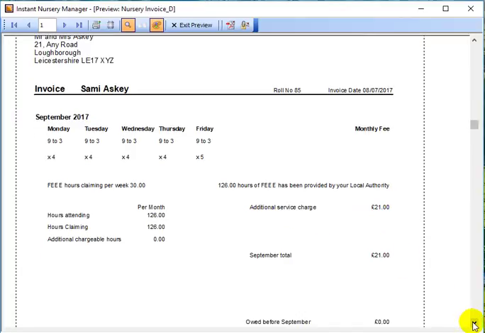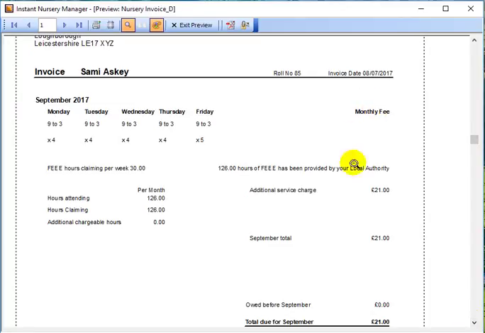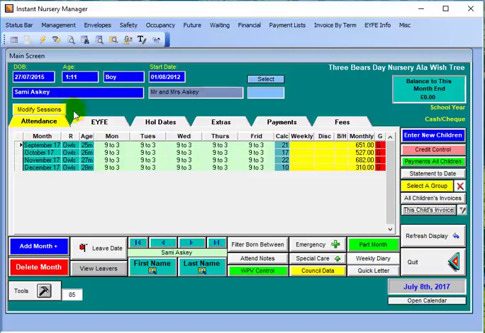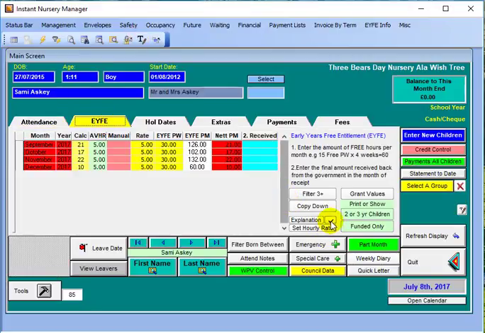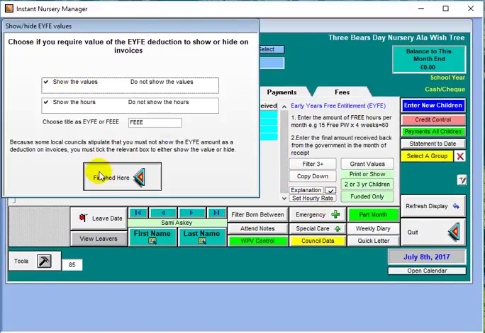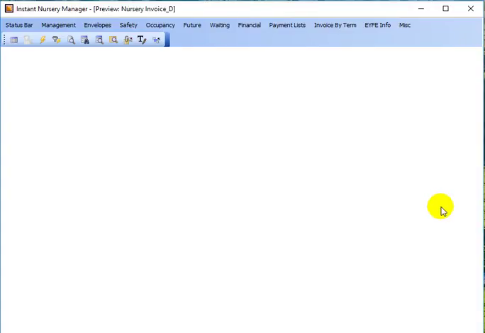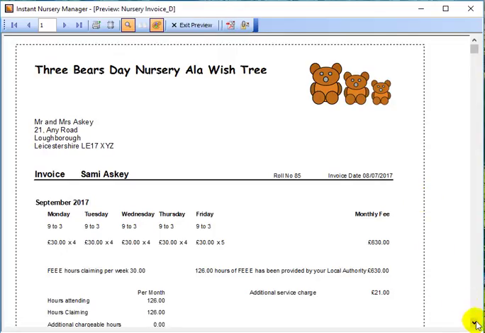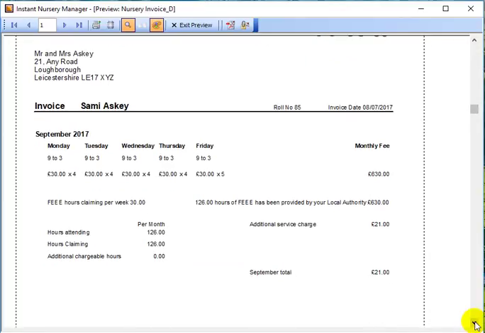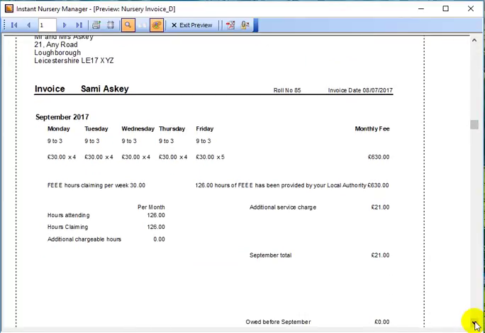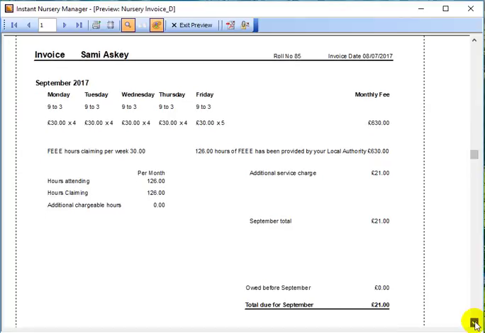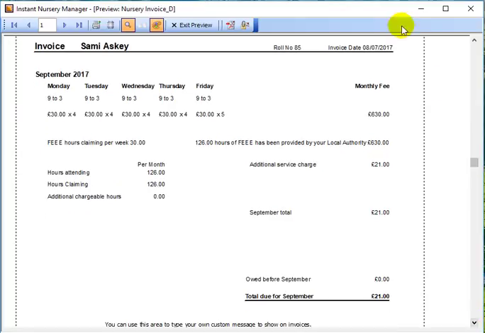And once again, this is an invoice with the monetary amounts hidden. If you want to see the monetary amounts, let's have a look at the invoice now. Same thing again with the monetary amounts showing. But as we say, a lot of councils do not allow you to have these monetary amounts showing here.